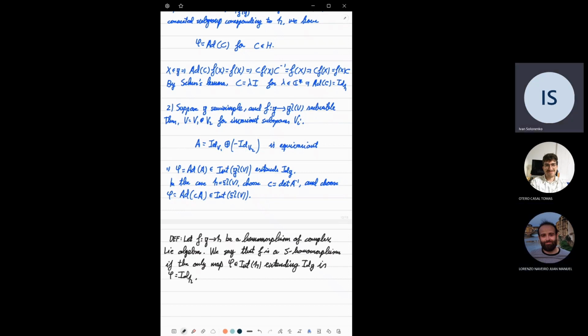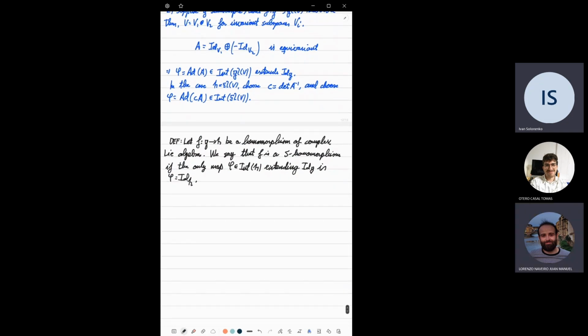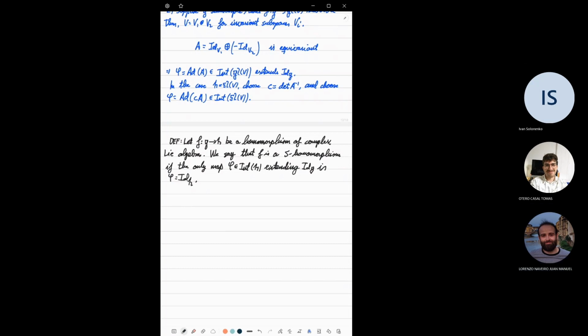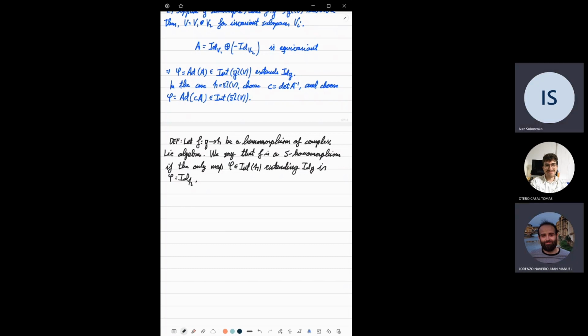Can there be an S homomorphism such that there exists some automorphism, not an inner one, that extends the identity? So it's an S homomorphism, but there might be something not inner that extends it. I wouldn't say that it's not possible. I can think of an example.